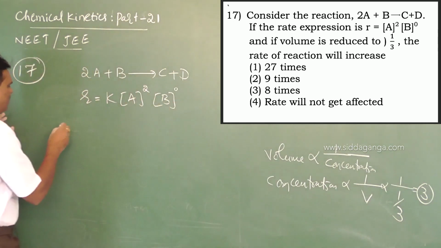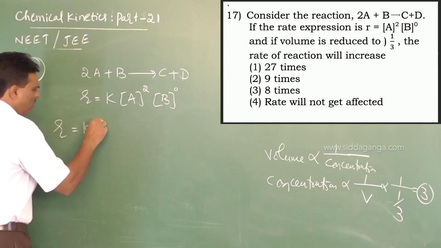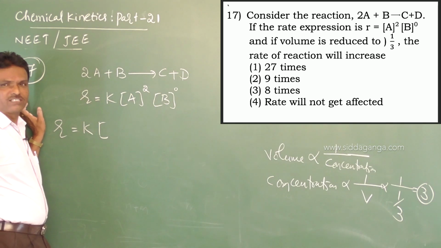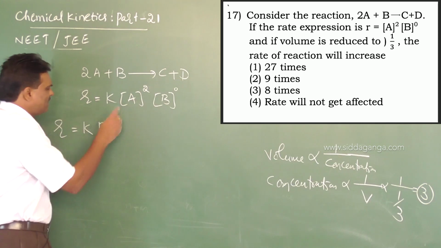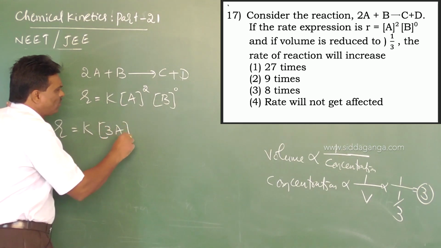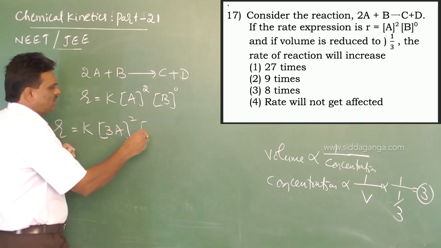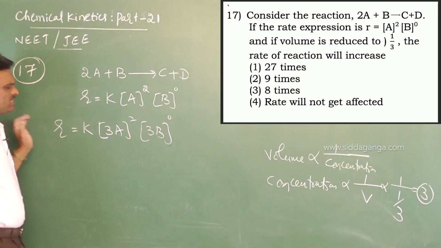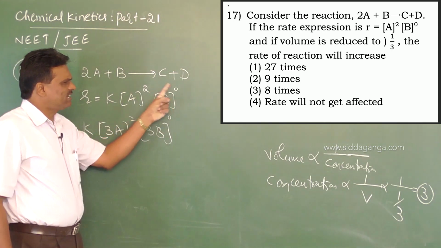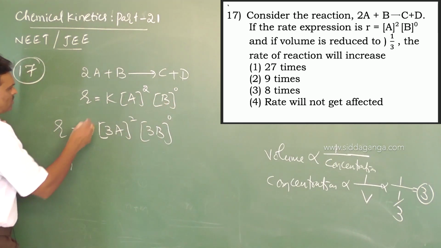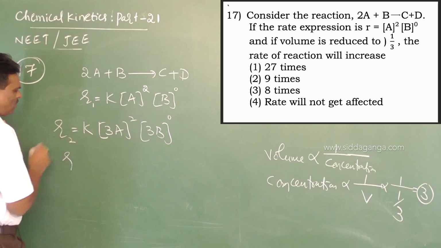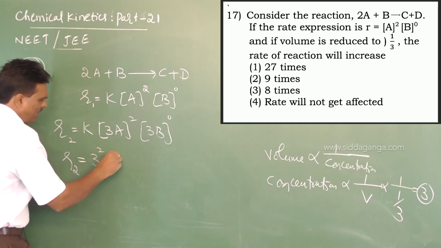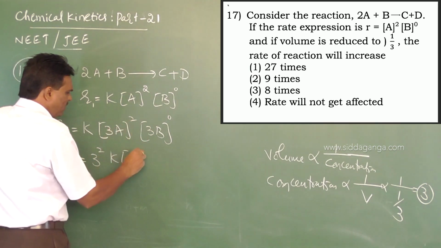So this is the right equation. R is equal to K into molar concentration of A. If the volume is reduced to 1/3, concentration increases 3 times, so 3A to the power 2. Here also, 3B power 0. Anything to the power 0 means 1, because the rate of reaction does not depend on the concentration of B. So this is R1, this is R2. R2 is equal to K, so 3 square into K into molar concentration of A power 2.